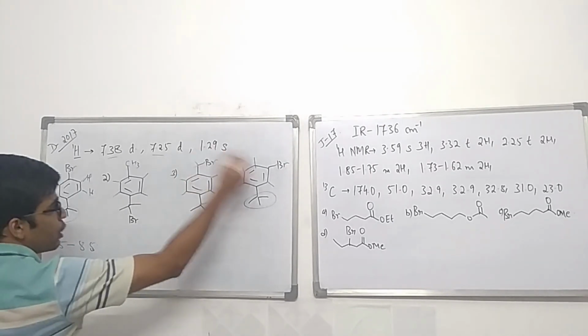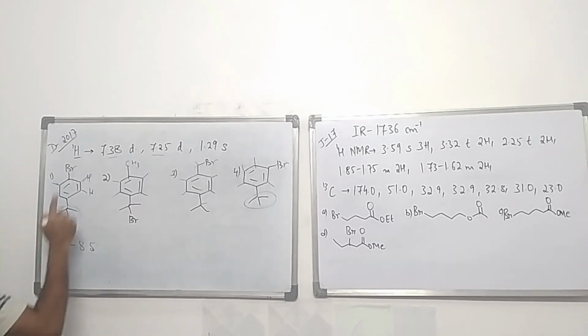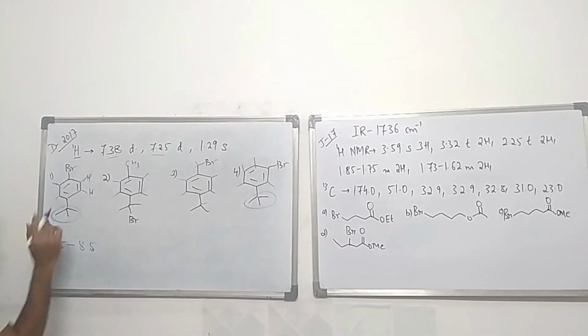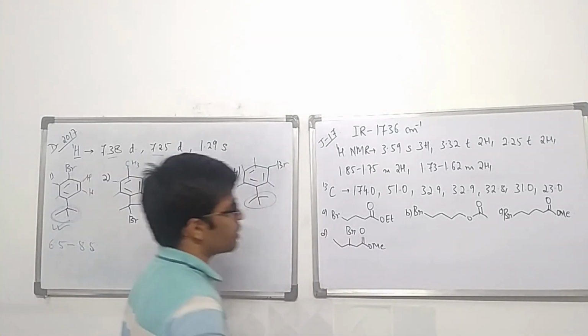Now again, there is 1.29 chemical shift value, singlet, so that corresponds to this CH3 group. All of the protons will give 1.29, all of them are chemically equivalent, and none of the protons have hydrogen on the neighboring carbon. So the correct answer is this. So this was an easier example. Now let us look at a more complex example.